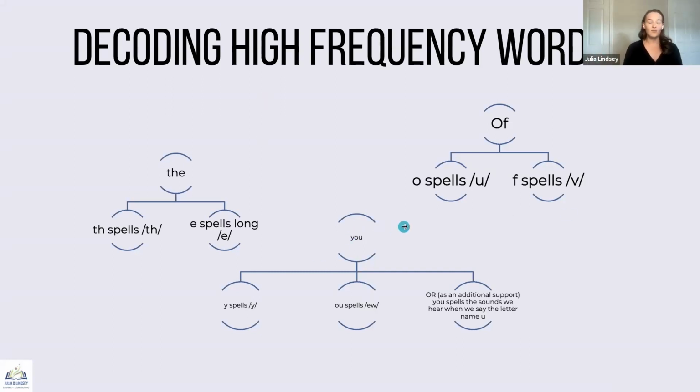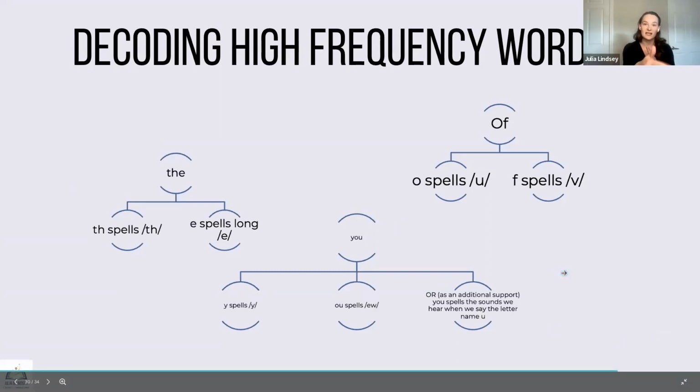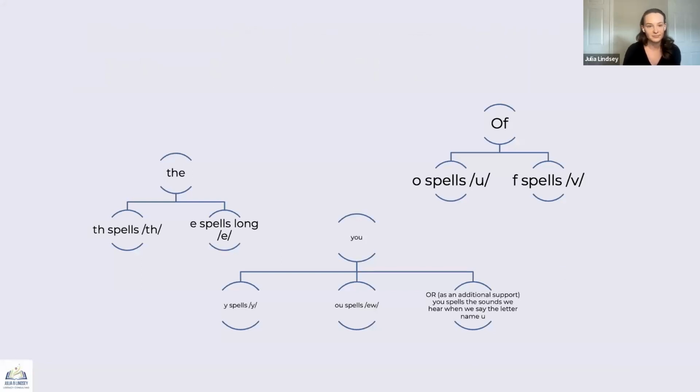We can break up of, one of the most irregular seeming high frequency words. We can still break that up into two sounds, and O is spelling that short U sound, and F is spelling that V sound, which is a little unusual, especially in kindergarten when we're trying to teach this word, but it is not crazy town. You just need to memorize this as a whole unit. Same with something like U. You can break it up into multiple sounds that you can map directly onto spellings.